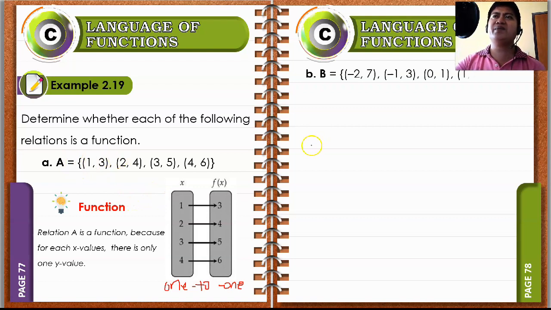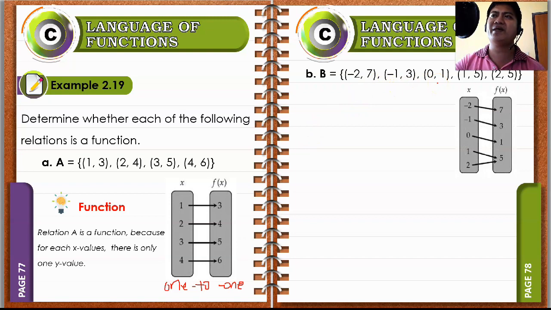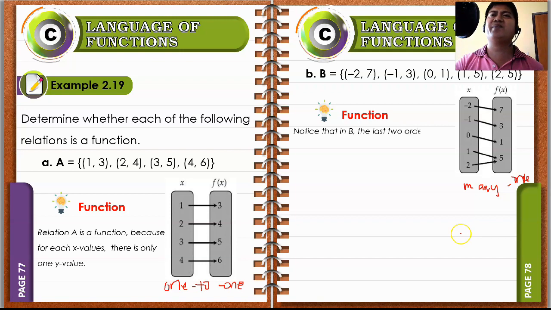And for set B, we have (-2, 7), (-1, 3), (0, 1), (1, 5), and (2, 5). This time, this is many-to-one. So why many-to-one? We have 1 and 2, and their image is 5. Is this a function? Yes, it is a function.